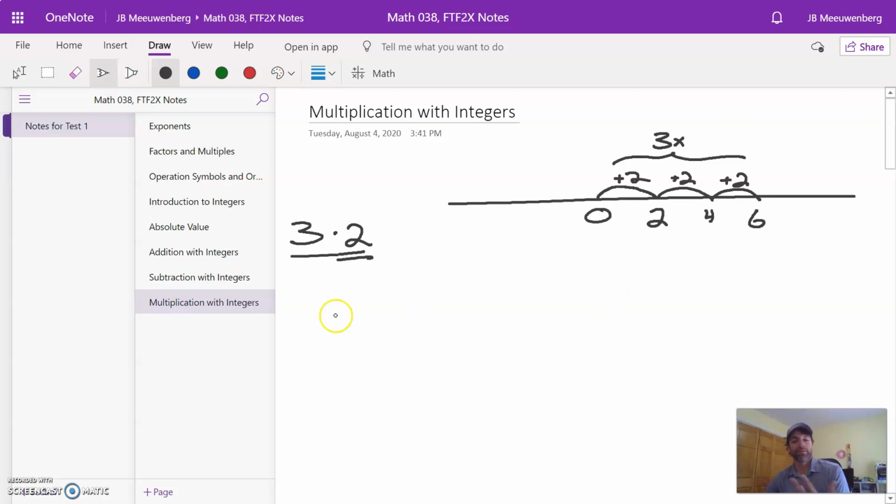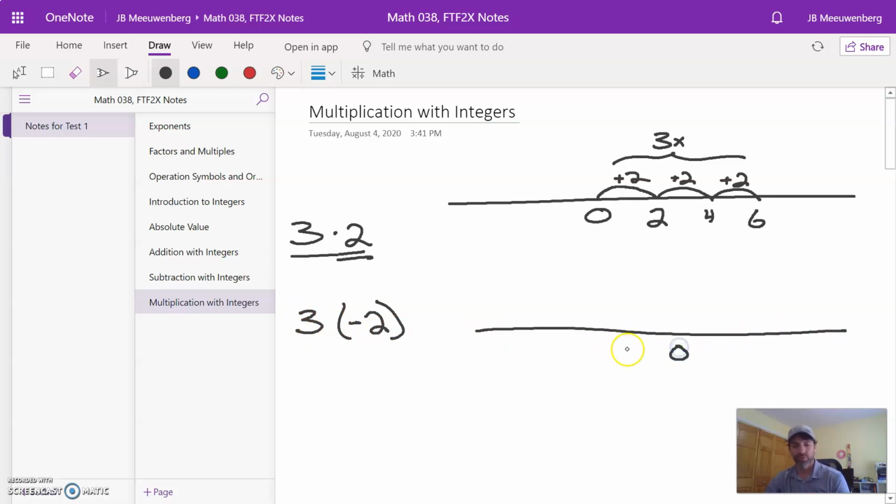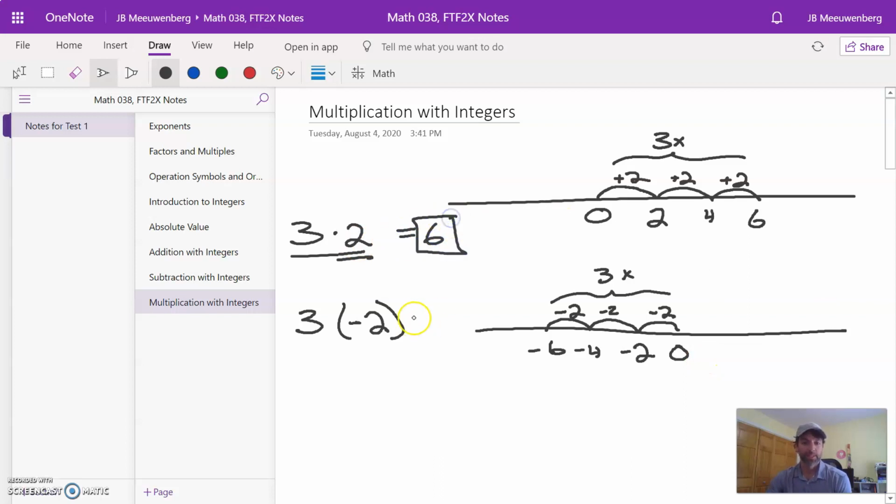Well, this can apply the same way in the negative direction. So let's say we have 3, I'll use parentheses, 3 times negative 2. This notation means 3 times negative 2. So we can envision that the same way, where we have 0 and we have negative 2. So now we're just doing the same thing. It's just on the negative side, right? So if we go 2 more, negative 4. If we go 2 more, negative 6, right? So it's 3 groups of negative 2. 3 times negative 2 is negative 6. So this is positive 6. This is negative 6.